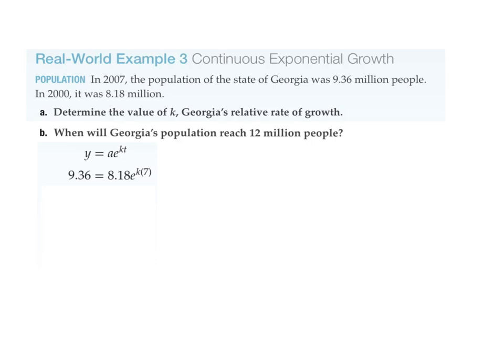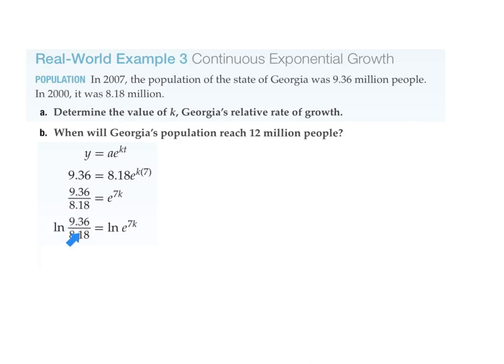So once I've got this set up, our process is the same, except now I don't have an A to cancel. I have to divide both sides by 8.18 to get the e by itself. And remember, when we're solving exponential equations involving e or logarithmic equations involving e, we have to get the e by itself, and that's what we did in 7.7. So my first move, I'm going to divide both sides by 8.18 to get the e by itself. Then I'm going to take the natural log of both sides.